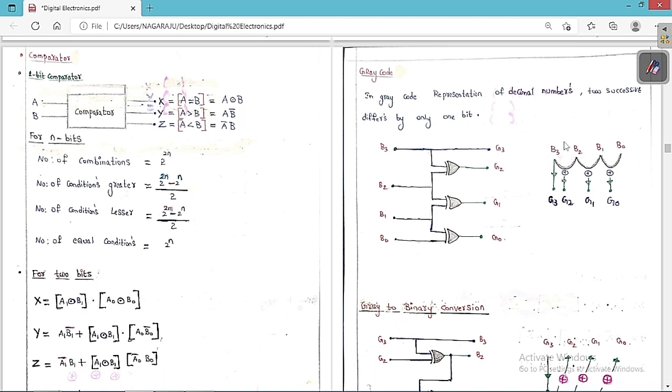So we are going to write it in this format. This is the MSB, B3, B2, B1, B0. So you have to write in this manner.